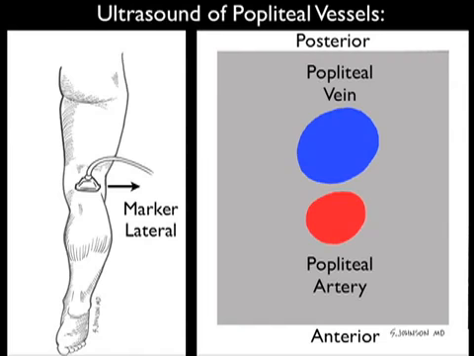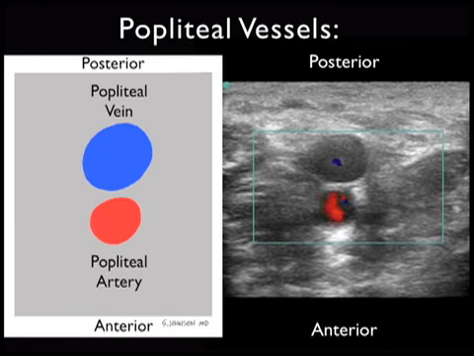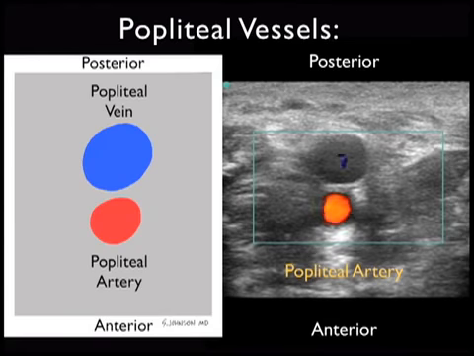Note that the popliteal vein will be located closer to the probe or posterior to the popliteal artery, which will be further away from the probe or more anteriorly located as shown in this image. In this image, we'll use color flow Doppler to further differentiate the popliteal artery from the popliteal vein.